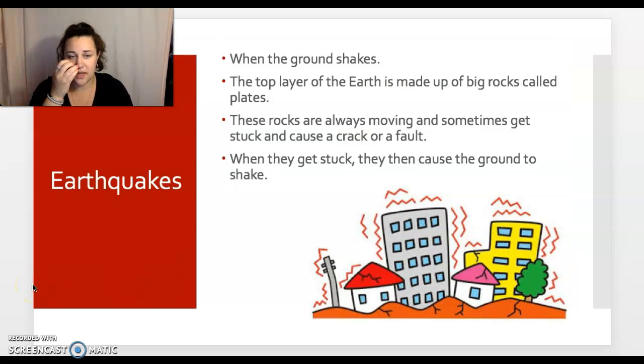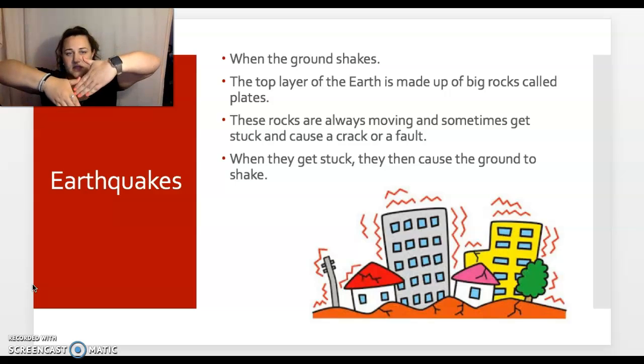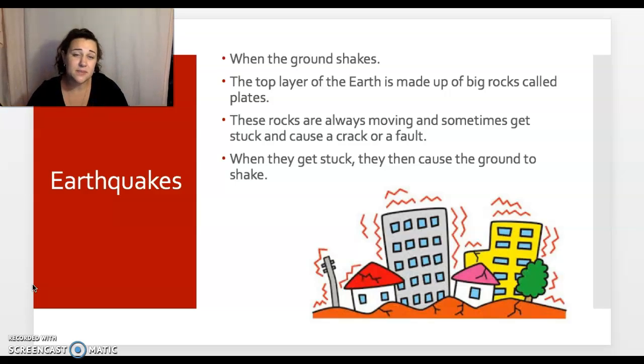All right, so next we have earthquakes. An earthquake, friends, just remember, that's when the ground shakes. The top layer of the earth is made up of big rocks called plates. Remember, we have those giant rocks and they're plates, right? And they sit like a jigsaw puzzle. They fit somehow, right? These rocks are always moving and sometimes get stuck and cause a crack or a fault.